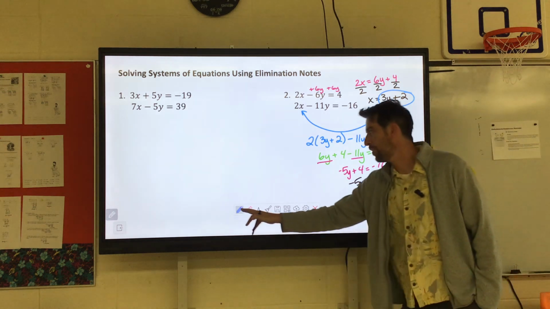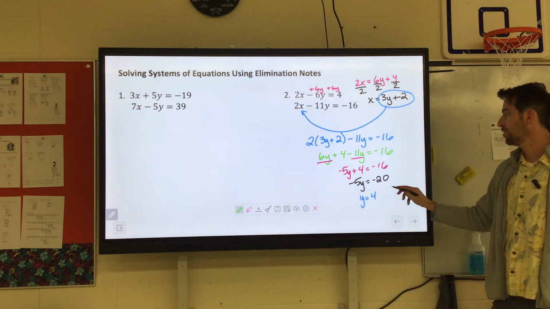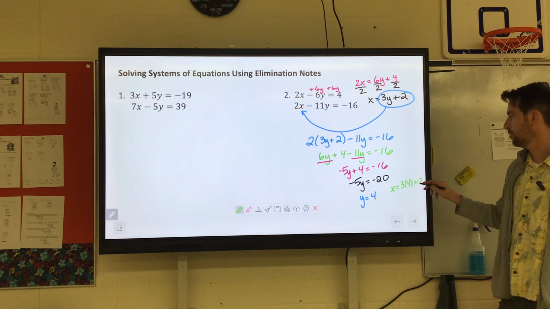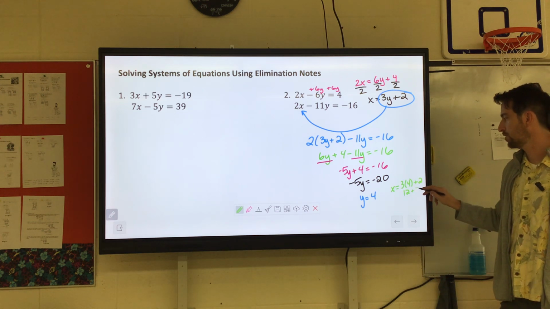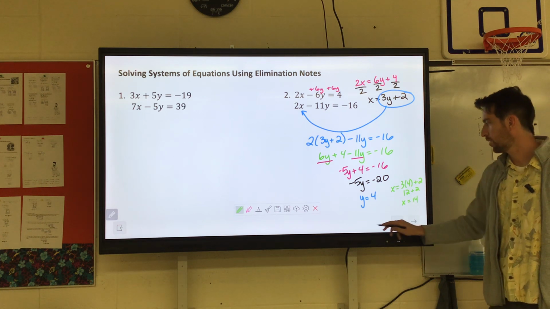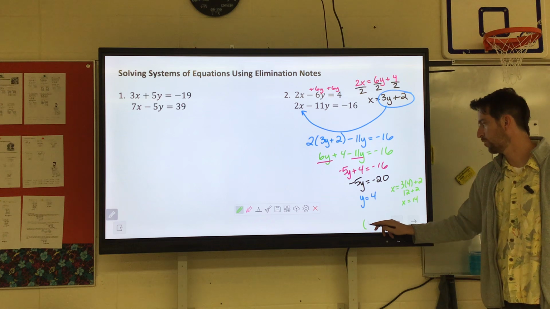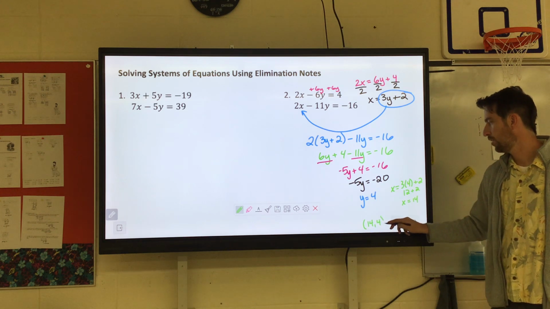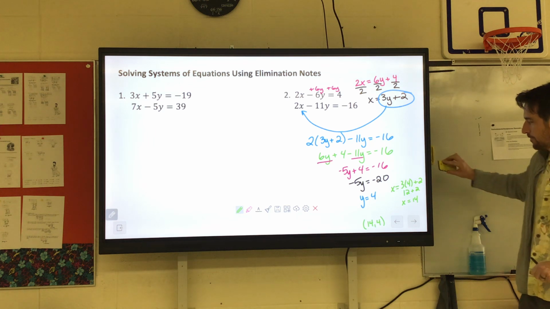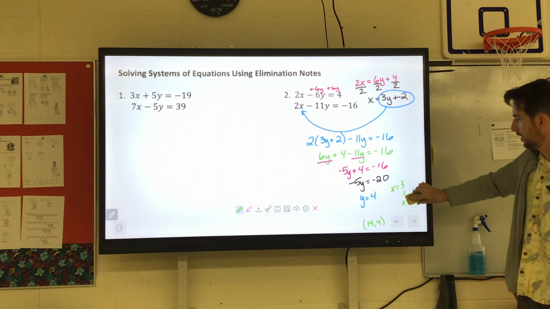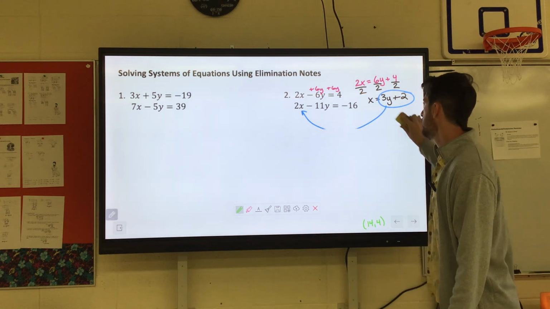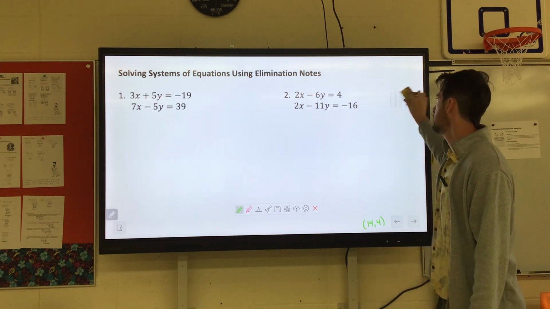We substitute it back in. Look, x equals 3 times y plus 2. 3 times 4 is 12, plus 2 is 14. So our coordinate here would be 14, 4. Ridiculous work to get that. I'm going to leave that coordinate there because I'm going to show you another way, the new method today, elimination.